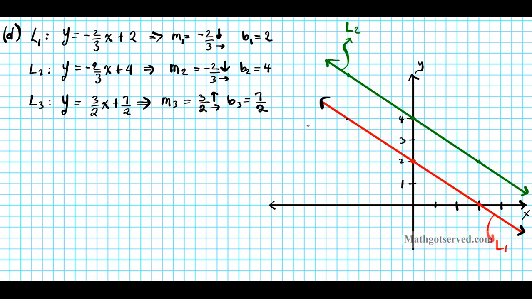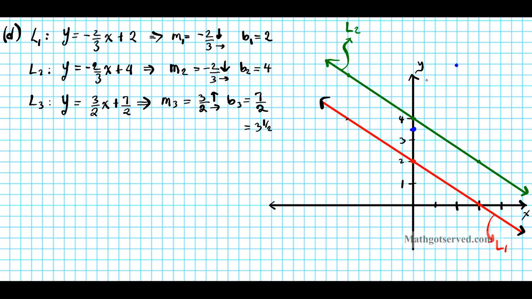Okay. And then L3 has a y-intercept of 7 over 2. Now that's messy to graph. 7 over 2 is the same thing as 3.5 in mixed numbers. So 3.5 is right here. How about we graph this in blue? So this is 3.5. So we're going to rise 3 and then run 2. Okay, rise 3, run 2. So we can go 1, 2, 3, and then run 1, 2.